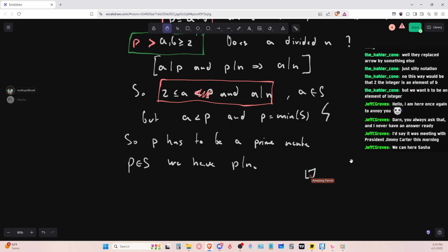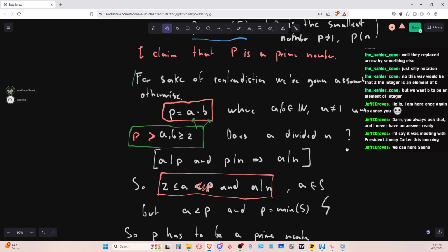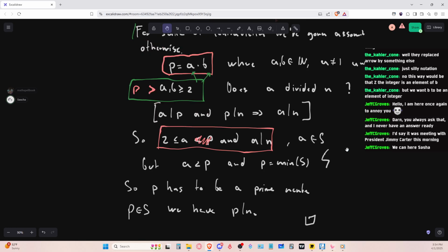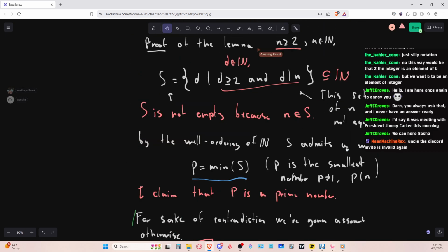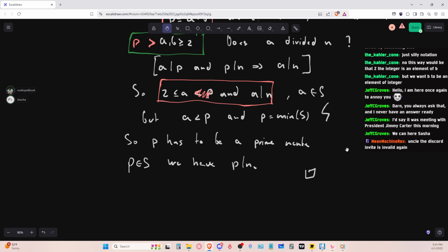Is n like any natural number in this case? Any natural number that is greater than 2. So n is fixed at the start, right? Oh, okay. So is this the actual fundamental theorem of arithmetic, or is this just part of it? This is like a small lemma. Oh, okay. So we haven't gotten to the full theorem yet. No, but now we're close to proving existence of prime decomposition.